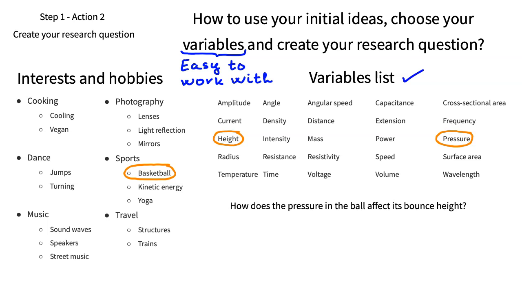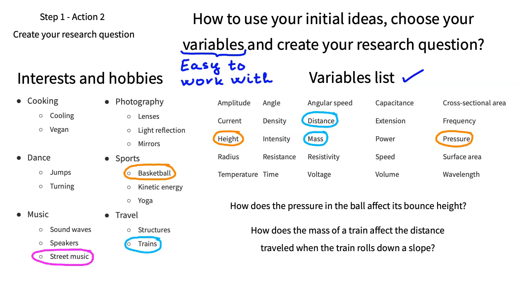Another example could be trains, mass, and distance. How does the mass of a train affect the distance traveled when the train rolls down a slope? Finally, street music, height, and frequency. How does the height of the water in a glass affect the frequency of sound?